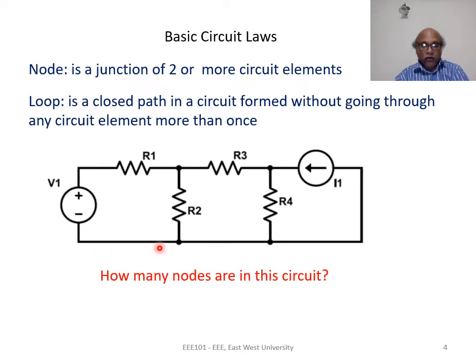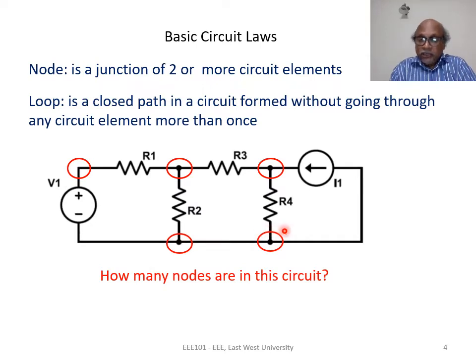And at the bottom, this is a junction and this is a junction. So let's identify all these nodes and the junctions. 1, 2, 3 junctions form 3 nodes, and we have 2 more junctions at the bottom. Are these 2 junctions 2 different nodes? The answer is no. Why?